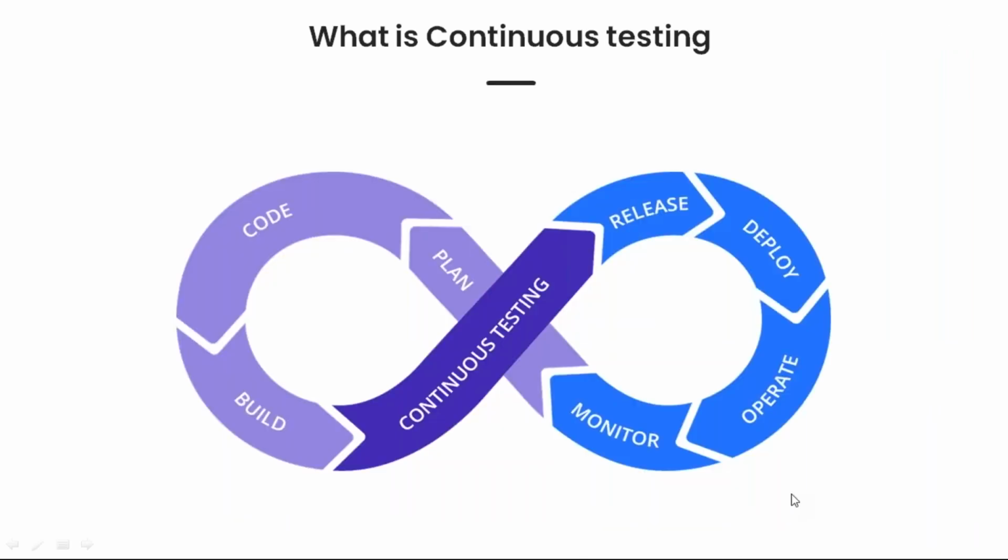Okay, let's move on to the next slide now. I think with the background we have seen, with the different kinds of methodologies, models and testing types, it is now clear to all of you what continuous testing is and what automated testing is. So now it's time for me to define continuous testing.